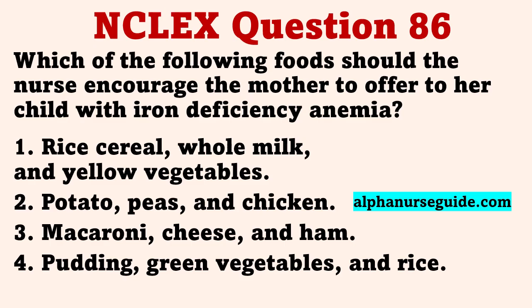The correct answer is 2. Potatoes, peas, chicken, green vegetables, and rice cereal contain significant amounts of iron and therefore will be recommended. Milk and yellow vegetables are not good iron sources. Rice by itself also is not a good source of iron. Macaroni, cheese, and ham are not high in iron. While pudding and green vegetables contain some iron, the better diet has protein and iron from chicken and potato.